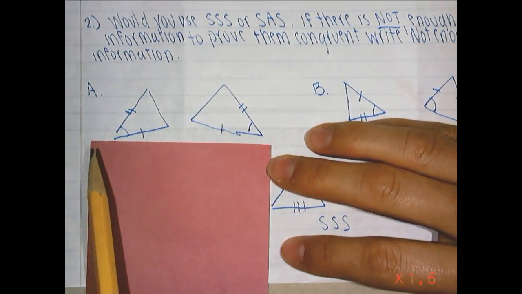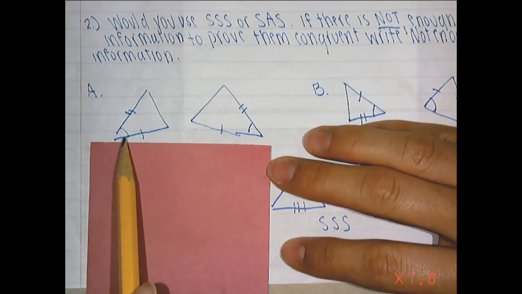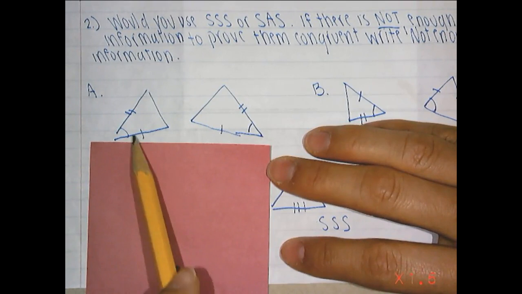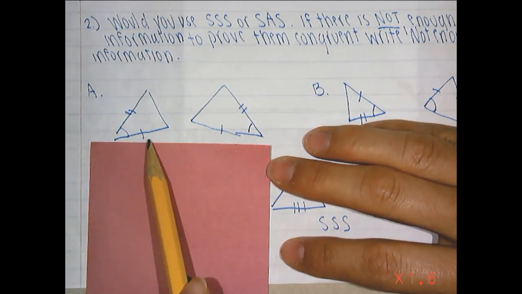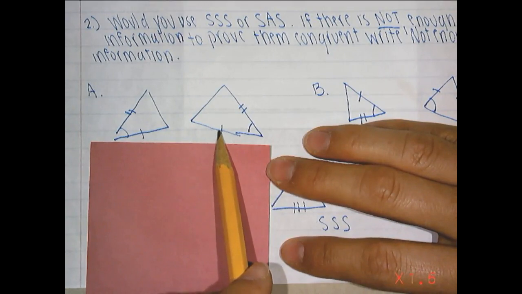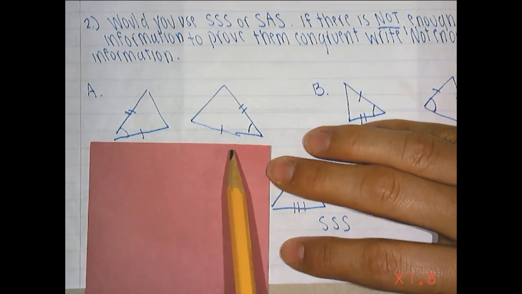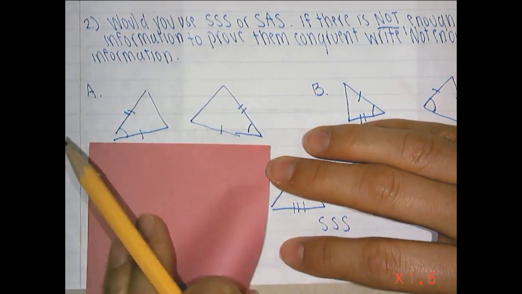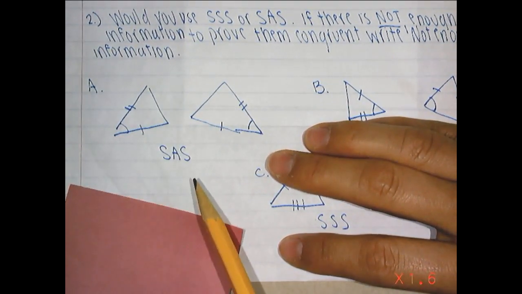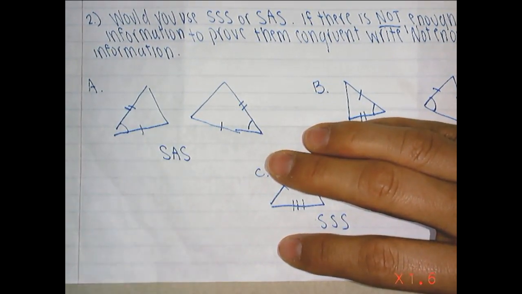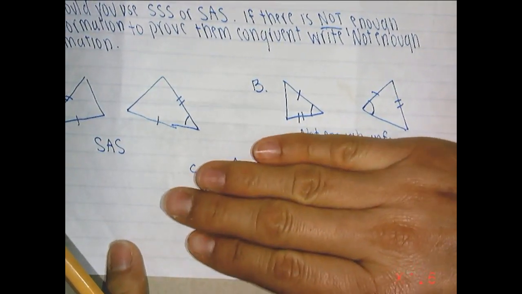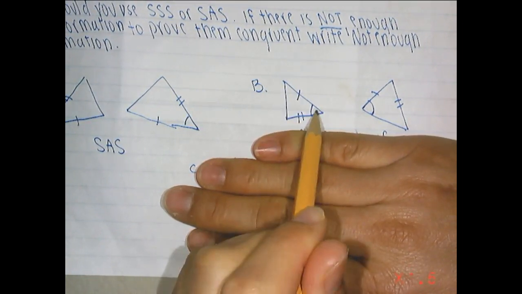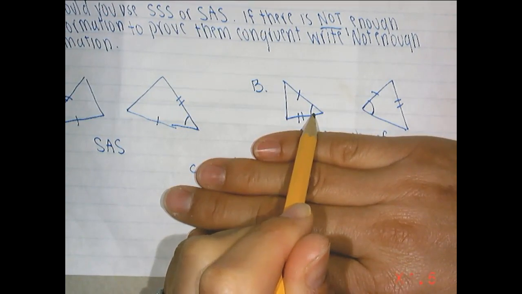All right, well, we have a side, an angle, and a side. Is that our included angle? Is it between the two sides? All right, and then over here, we have a side, an angle, and a side. And is it between our two sides? This angle? It sure is. So we would say these triangles are congruent by side, angle, side. And then over here, we have a side, an angle, and a side, and it is between these two sides, so it is the included angle.